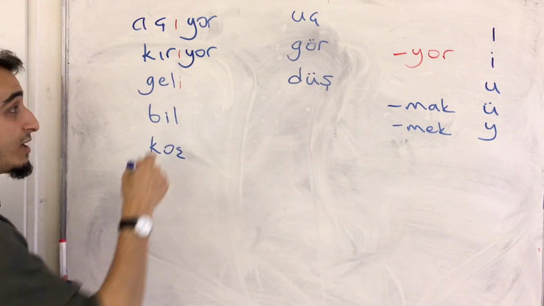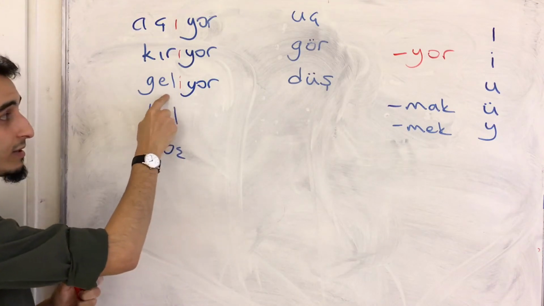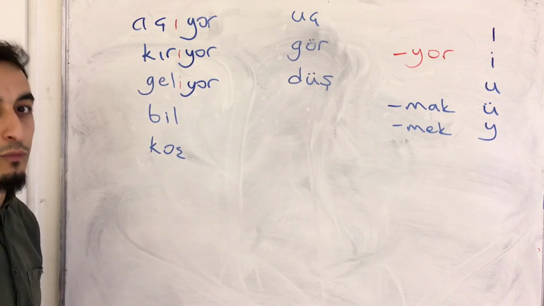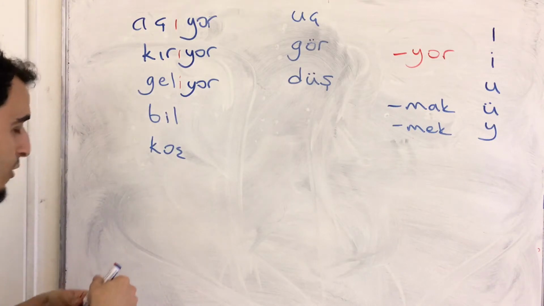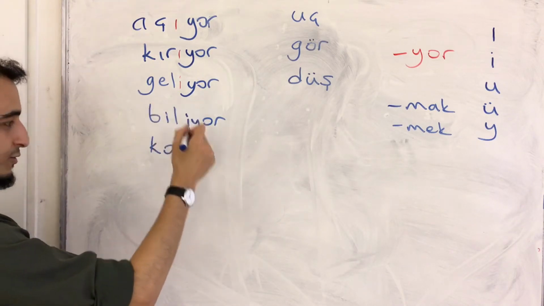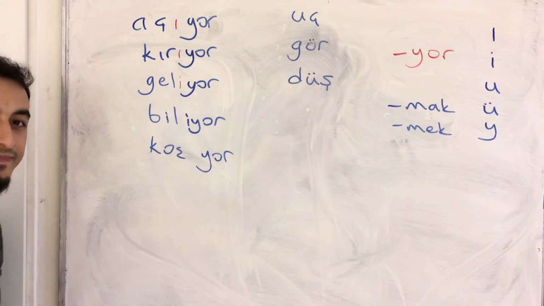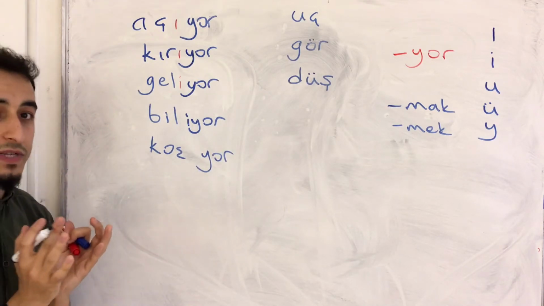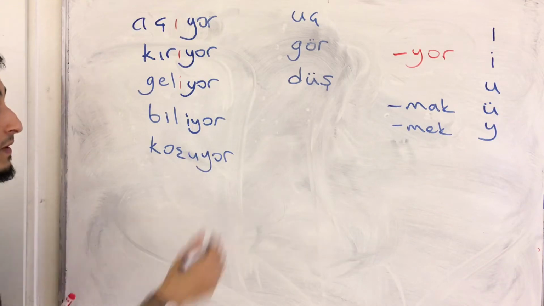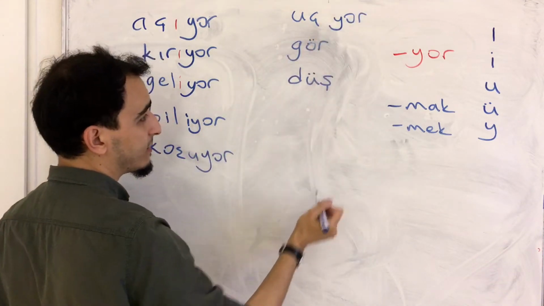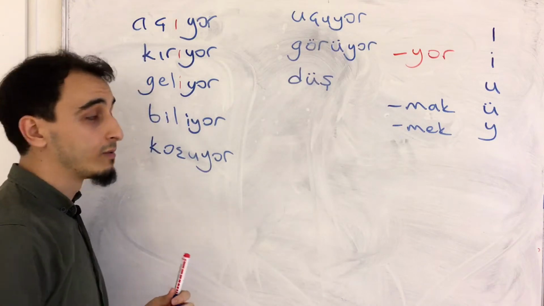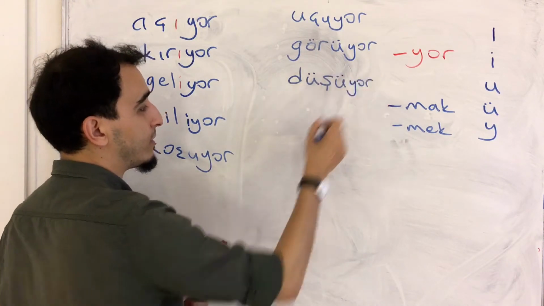Geliyor. It's about the last vowel of the verb. Then this one is biliyor. Koşmak is to run. Which vowel? O. It's a round sound, so its helper sound should be also round, right? Koşuyor. Uçmak. Uçuyor. Görmek. Görüyor. Düşmek, to fall or to decrease.